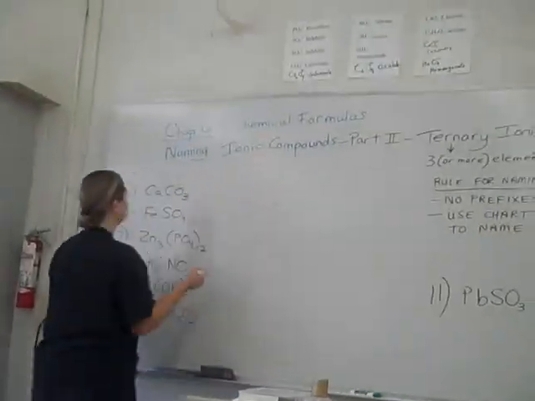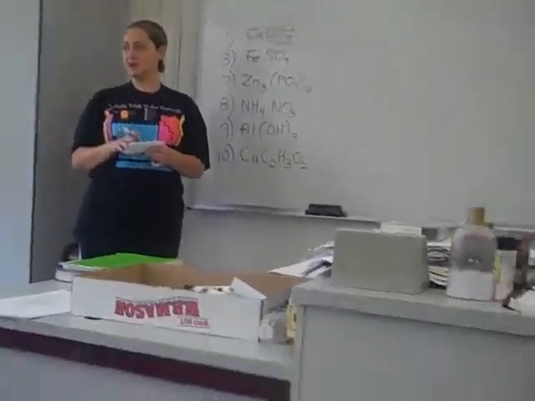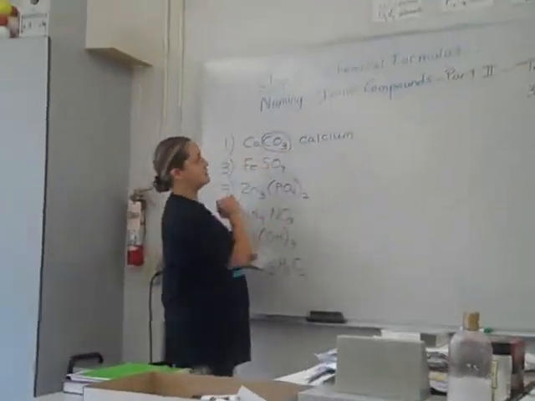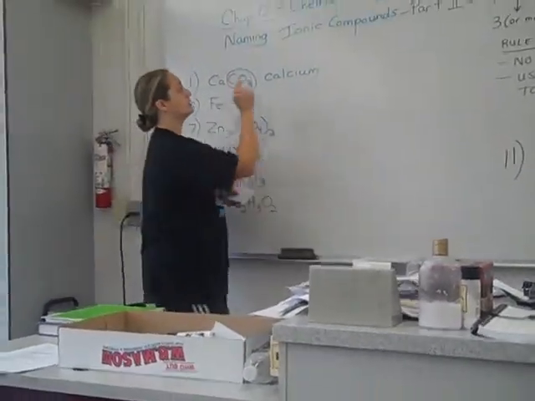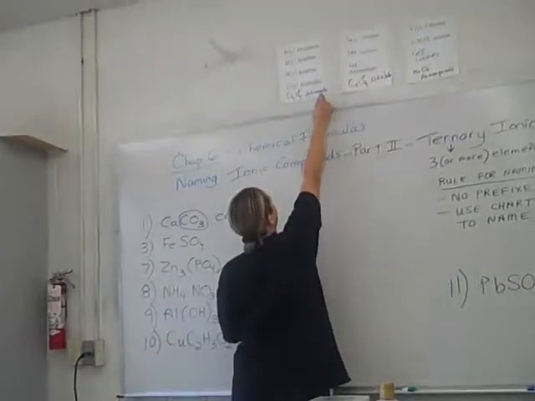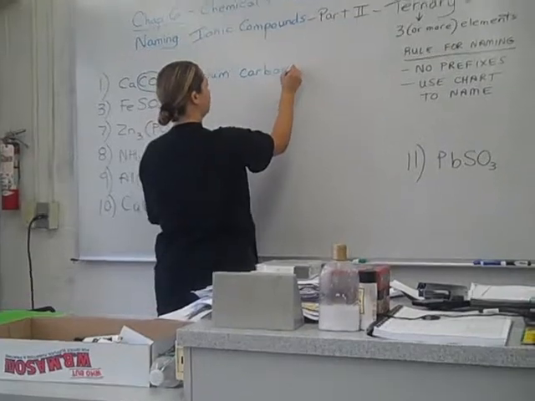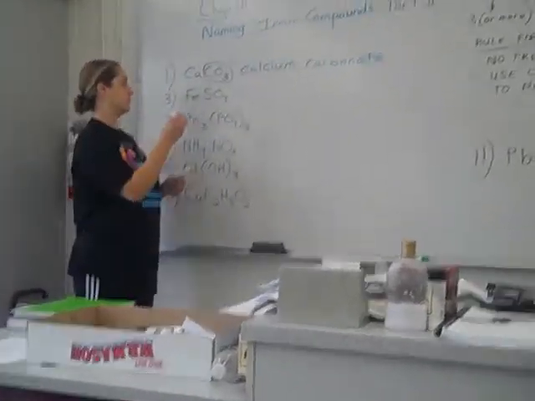So what you have to do, for number 1, we have an element, and then we have this ion that we're going to be naming. So first of all, what is Ca? Raise your hand if you know. Khalid? Calcium. Okay, we have calcium, and then you have to find CO3 on the chart. Is it carbon? Carbonate. CO3 is carbonate, so the name is going to be calcium carbonate. Okay?